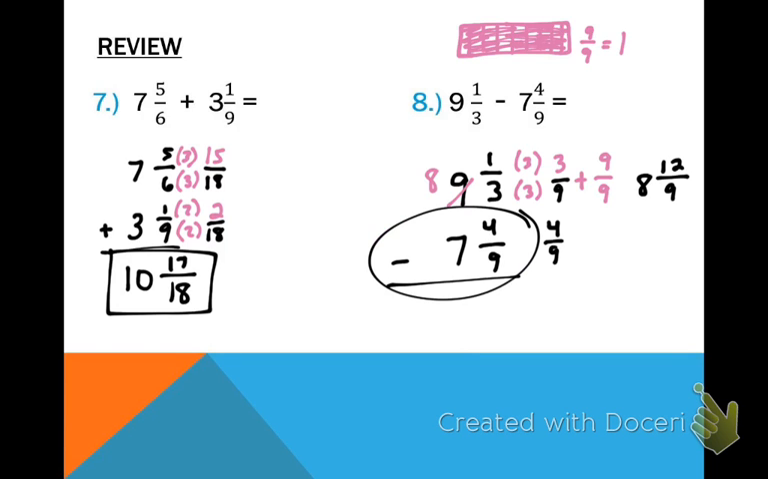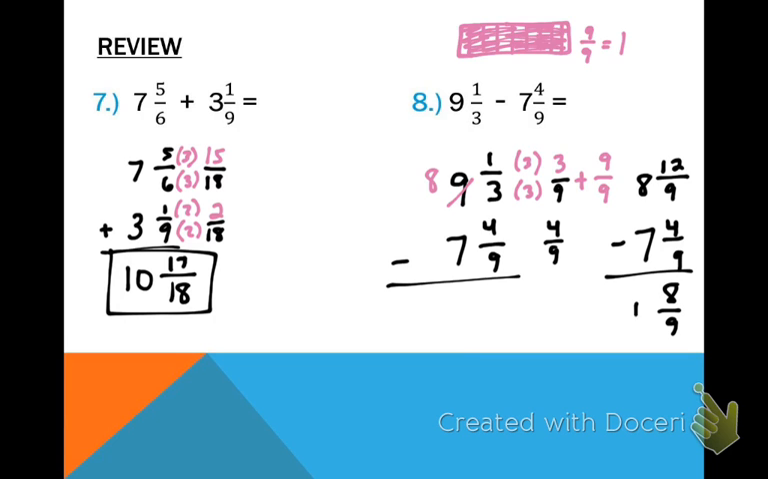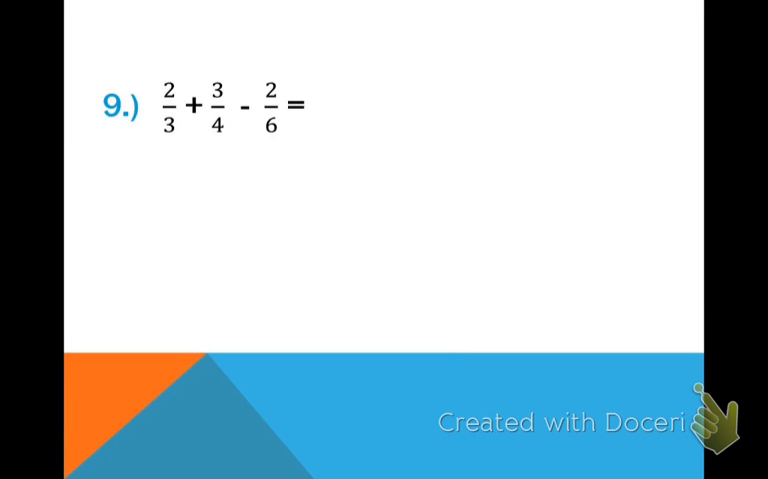So now we also have to remember this down here. We are subtracting 7 4/9. What is 12/9 minus 4/9? 8/9. And what's 8 minus 7? Can that be reduced at all? No. So your final answer is 1 and 8/9.